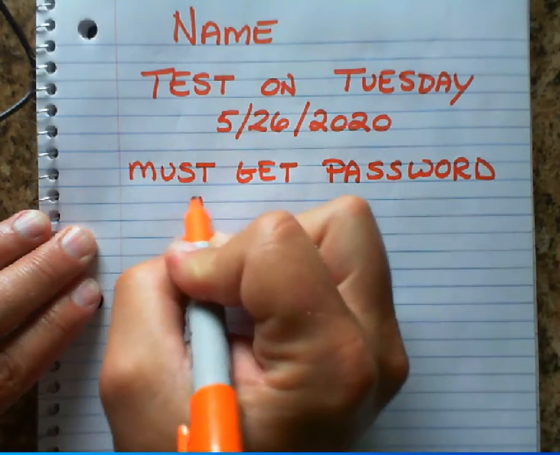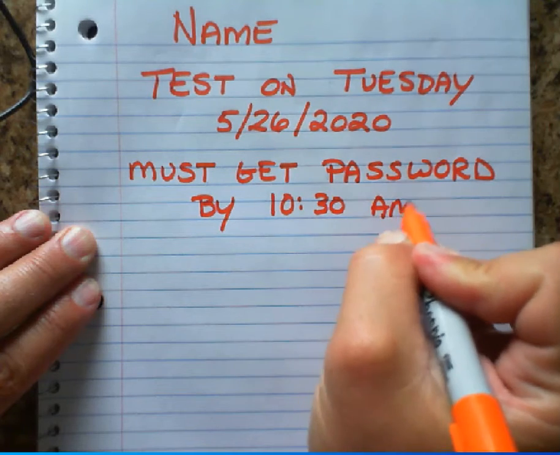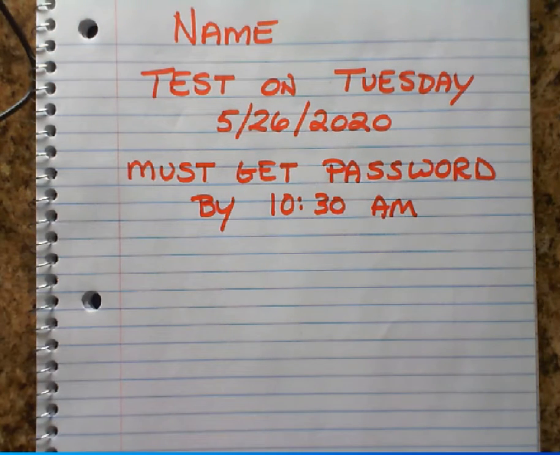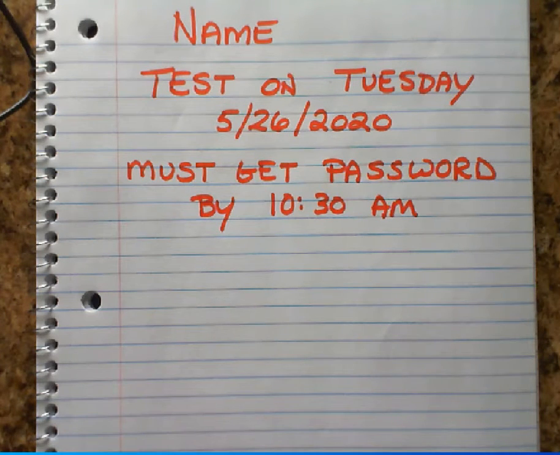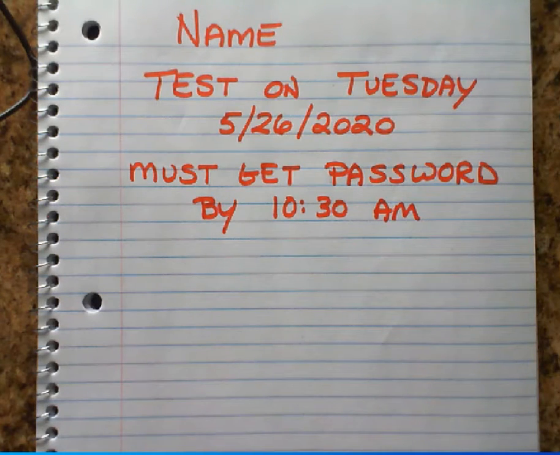That means 37 squared equals 1,369. You must get a password for the test by 10:30 a.m. I will be in Zoom from 7:45 to 10:30, ready to give out passwords. If you miss that window, you're going to have to wait for me to check my email or text messages to give you a password. This is when I plan on giving out passwords in this time range.